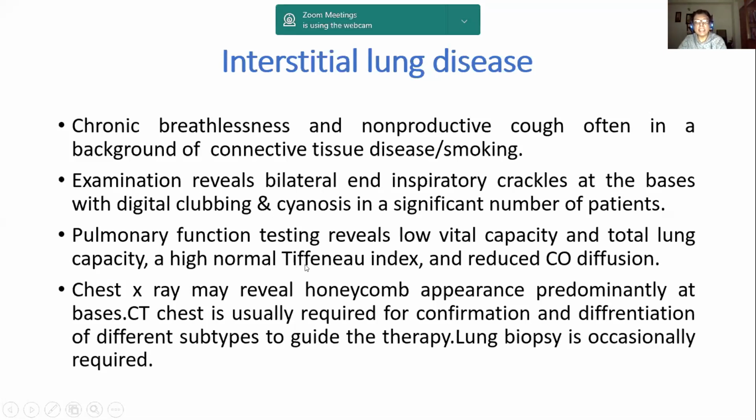And there may be a high FEV1/FVC ratio. And the carbon monoxide diffusion is impaired. The chest X-ray may reveal honeycomb lung, and on CT chest there are different pathological patterns which can give us an idea. Sometimes lung biopsy is necessary, but usually not.